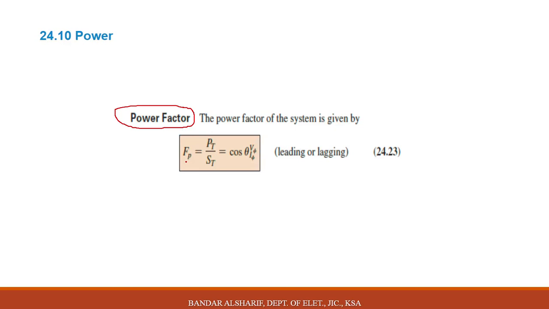If you write a power factor, for example 0.7, you need to write next to the power factor either leading or lagging, depending on the circuit. If the current leads the voltage, you will write leading. If the current lags the voltage, you will write lagging.